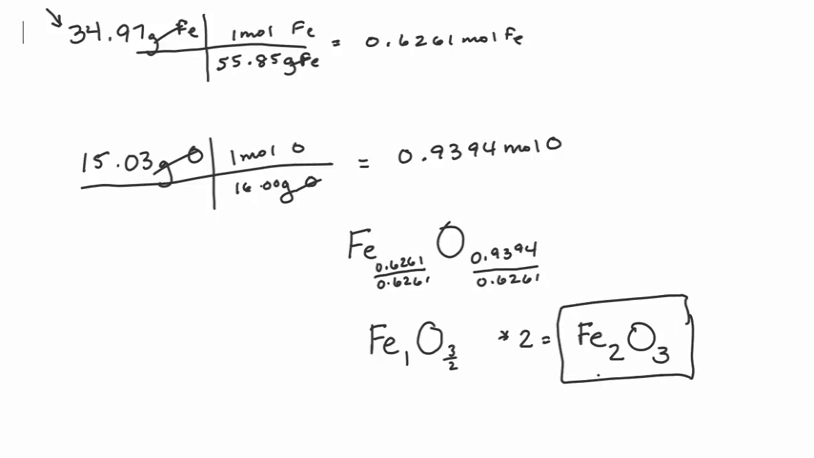Another way you may see a problem like this is if you're told you have something and it has 27.29% of an element. In this case, we're going to use carbon. And it has been shown to have 72.71% oxygen. What is the empirical formula?